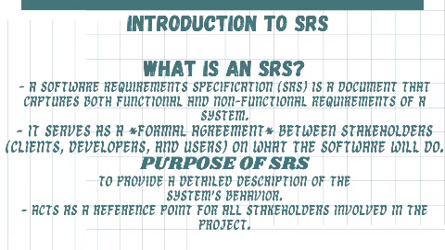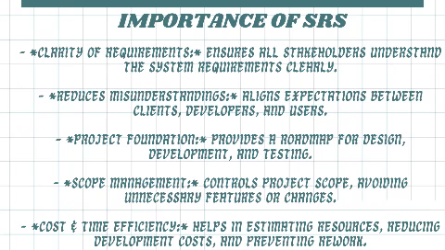A software requirement specification is a document that captures both functional and non-functional requirements of a system. It serves as a formal agreement between stakeholders like clients, developers, and users on what the software will do. Purpose of SRS: it provides a detailed description of the system behavior and acts as a reference point for all stakeholders involved in the project.